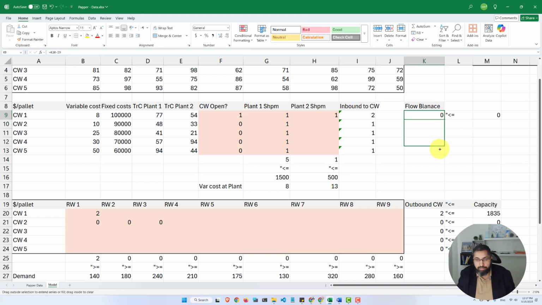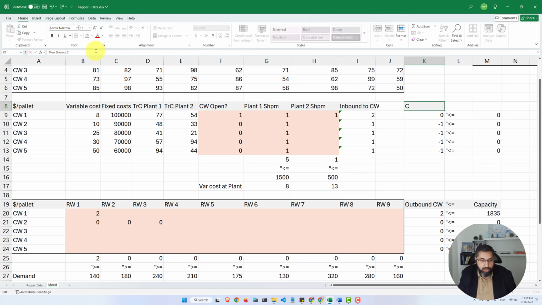Okay. So this outflow minus that inflow, this outflow minus that inflow, this all has to be less than equal to 0. This is flow balance constraints. Outflow minus inflow is less than equal to 0. So that's the constraint I'm putting in here.